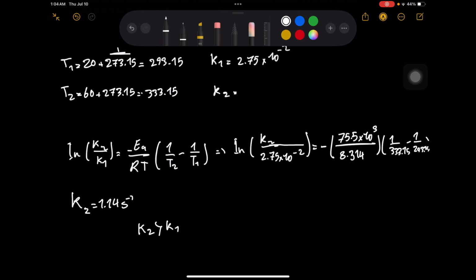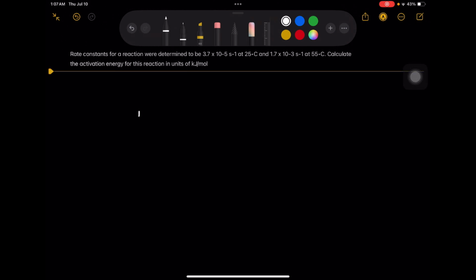So I can give you guys another example. Yes, we can do another. That's our last example, basically. It says the rate constant for a reaction was determined to be 3.7 times 10 to the power of negative 5 at 25 Celsius, and 1.7 times 10 to the power of negative 3 at 55 Celsius. Calculate the activation energy for this reaction in kilojoules per mole.